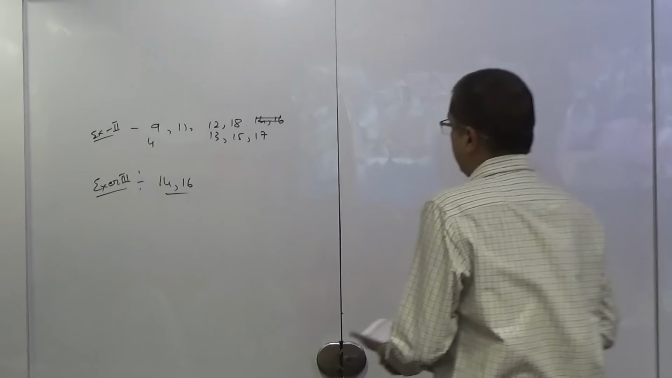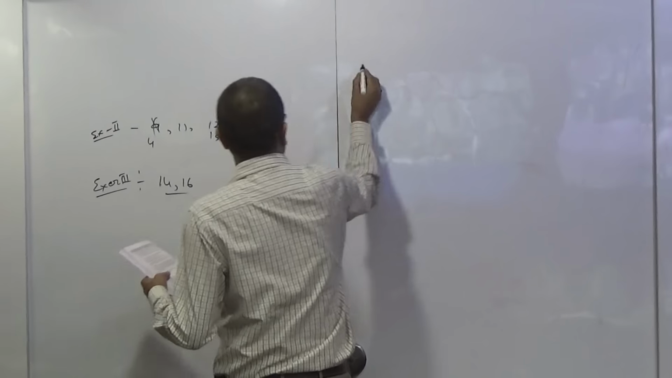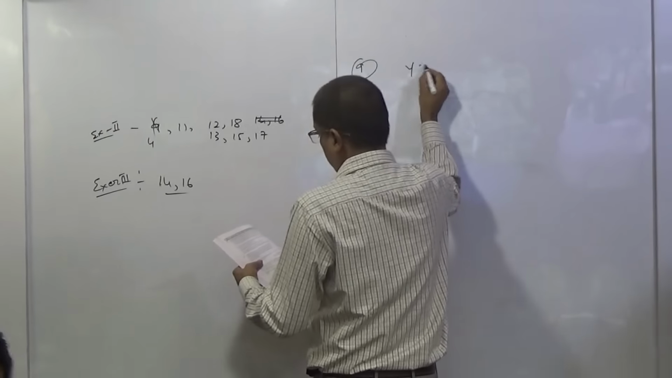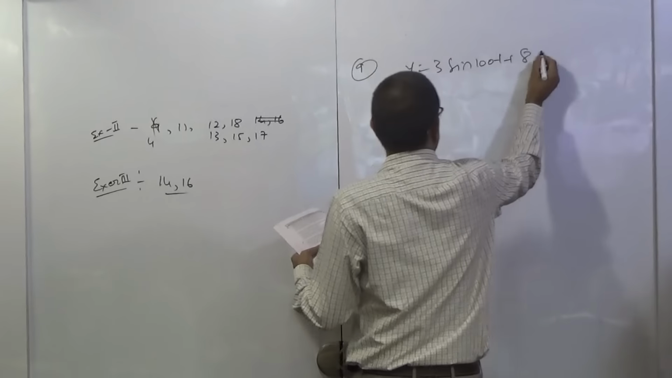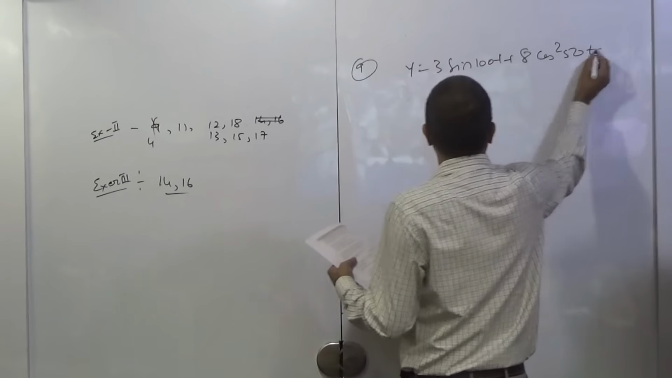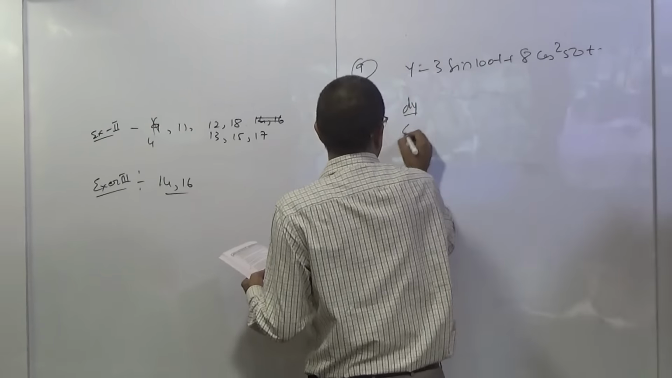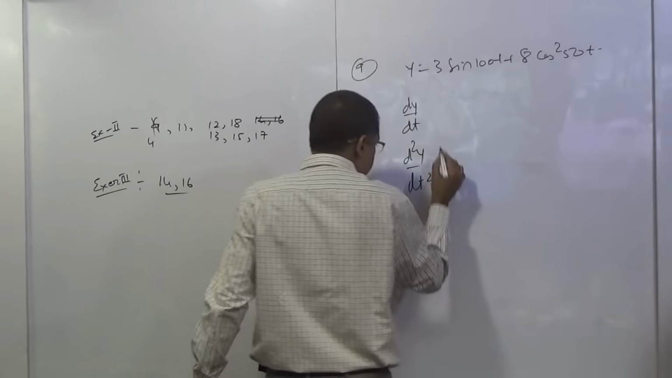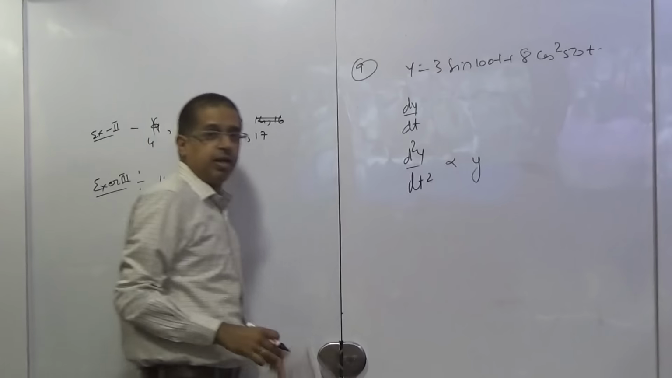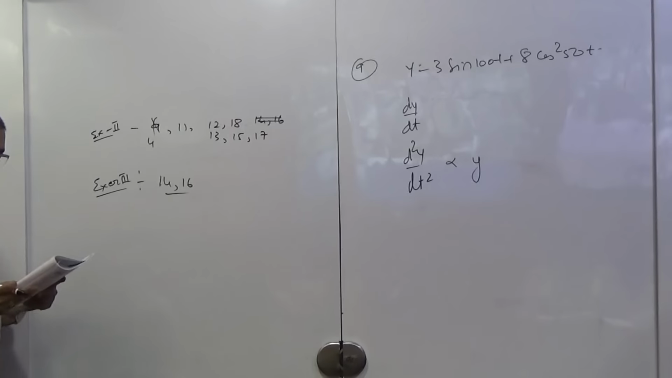Now listen, exercise 2, 9th one: y is equal to 3 sin 100t plus e cos square 50t. Find out dy by dt and d2y by dt square. If d2y by dt square is directly proportional to y, then it is an SHM.